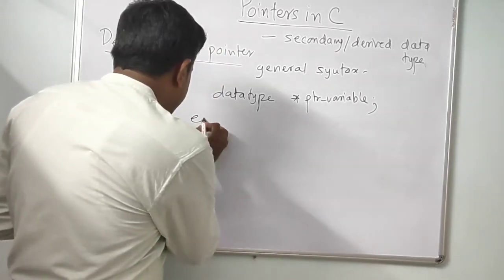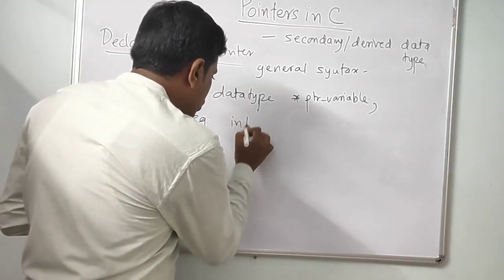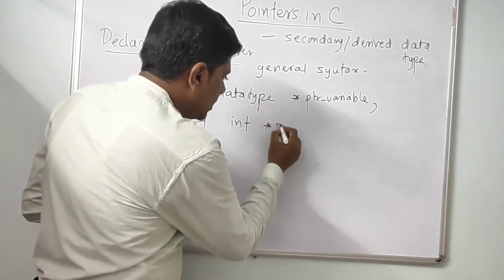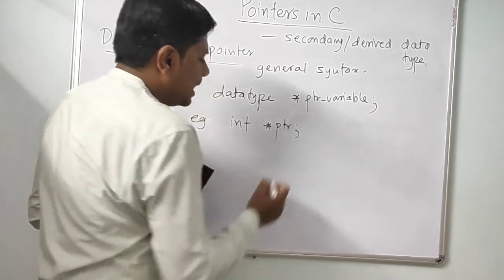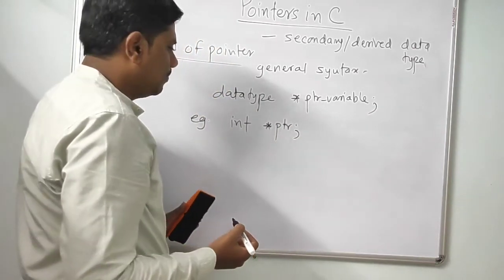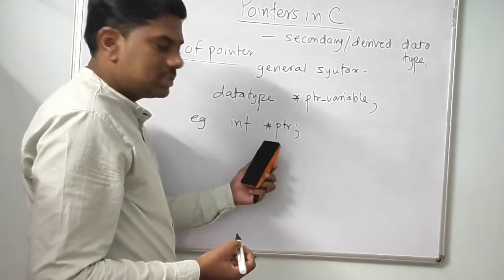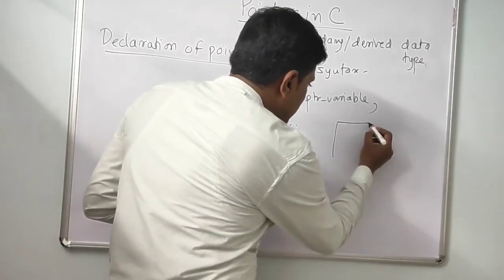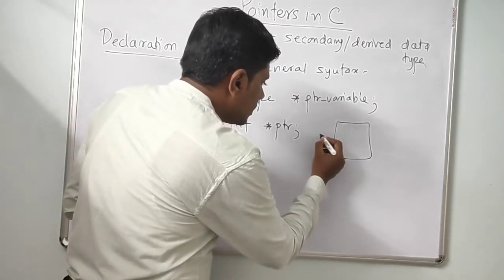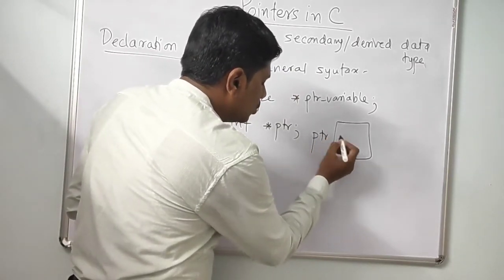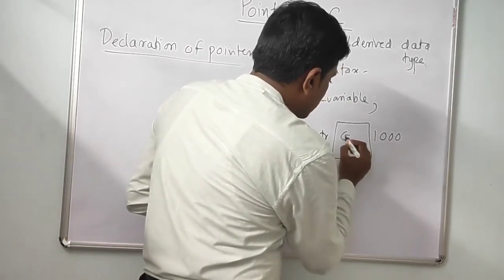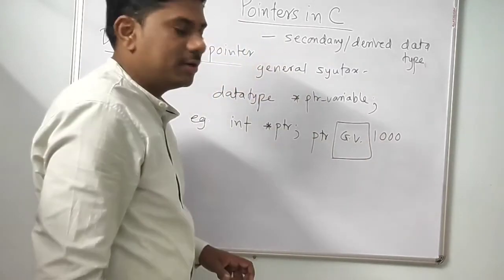So, examples. Suppose I want to take an integer pointer. So int star, and then I can give ptr as my pointer name. Okay, so what will happen for this particular statement? The compiler will reserve one memory cell for you, and then this name will be assigned to that memory cell, and some address will be there, and some garbage value will be assigned to that pointer variable.